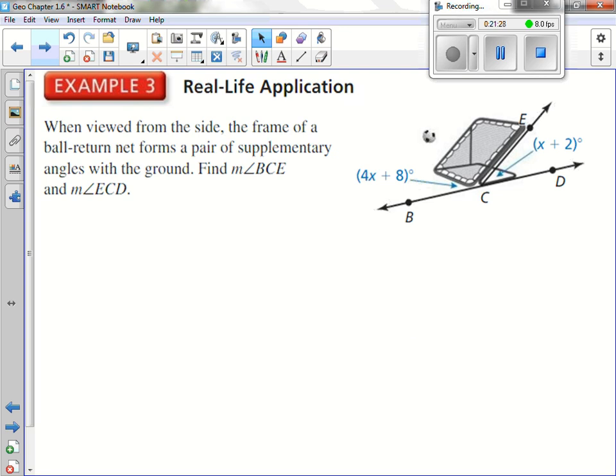Real world application, real world view right here. Ready? When viewed from the side, the frame of a ball return net forms a pair of supplementary angles with the ground. Find the measure of BCE and the measure of ECD. Well, what do we know about these two angles? They add up to be? Well, one of them is what?